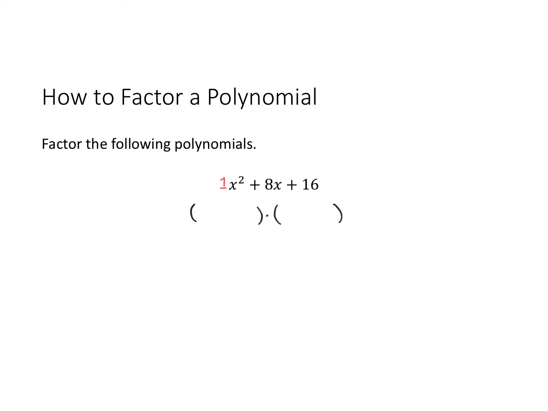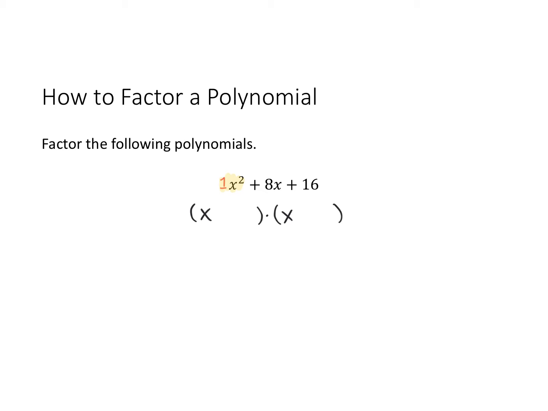So to do this, we're going to focus on the first term. So the first term here is x squared, where the leading coefficient is 1. So we can factor that out as x times x. So what you do is you write that down as one term in the first factor and then a term in the second factor.